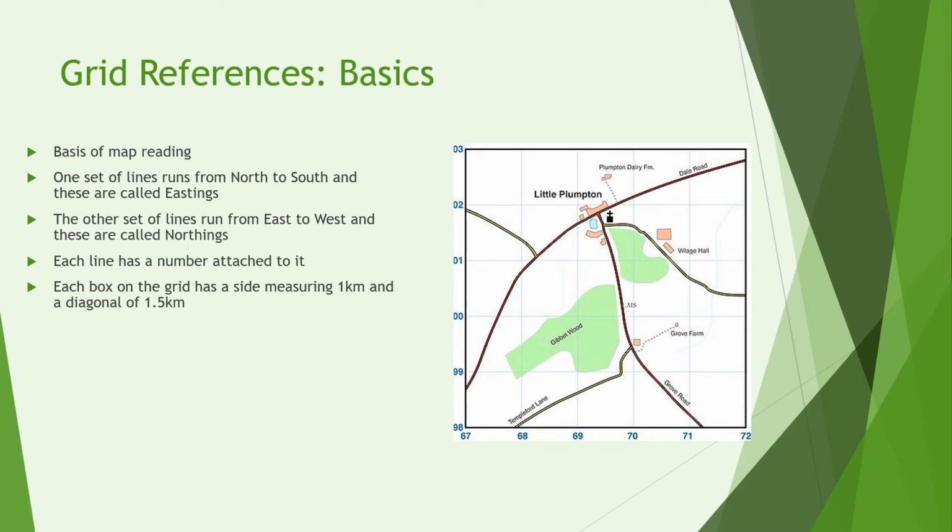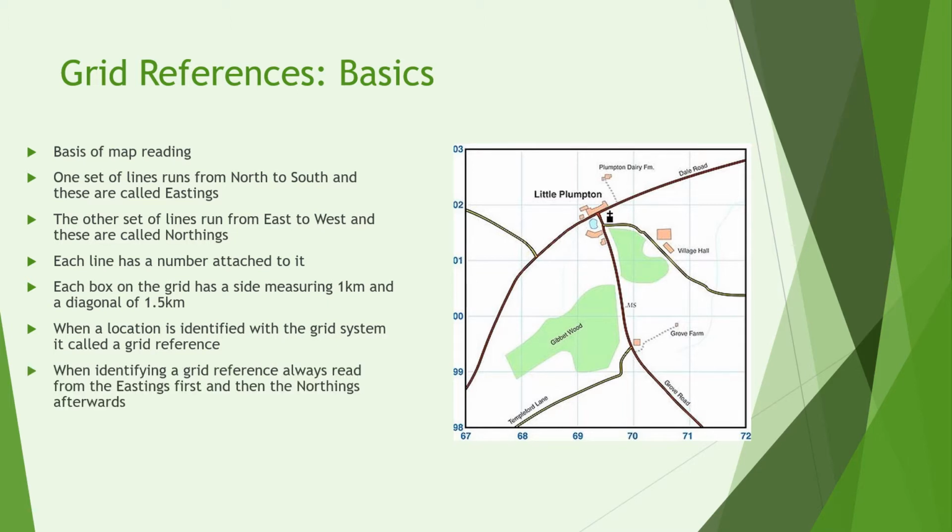Each box in the grid has a side measuring 1 kilometre and a diagonal of 1.5 kilometres. We call these boxes grid squares. A point to note is that even though the size of each box may change on the page, all the boxes always have a 1 kilometre side and a diagonal of 1.5 kilometres. When a location is identified with the grid system, it is called a grid reference. When identifying a grid reference, always read the eastings first and then the northings. A good way of remembering this is: along the corridor and up the stairs.